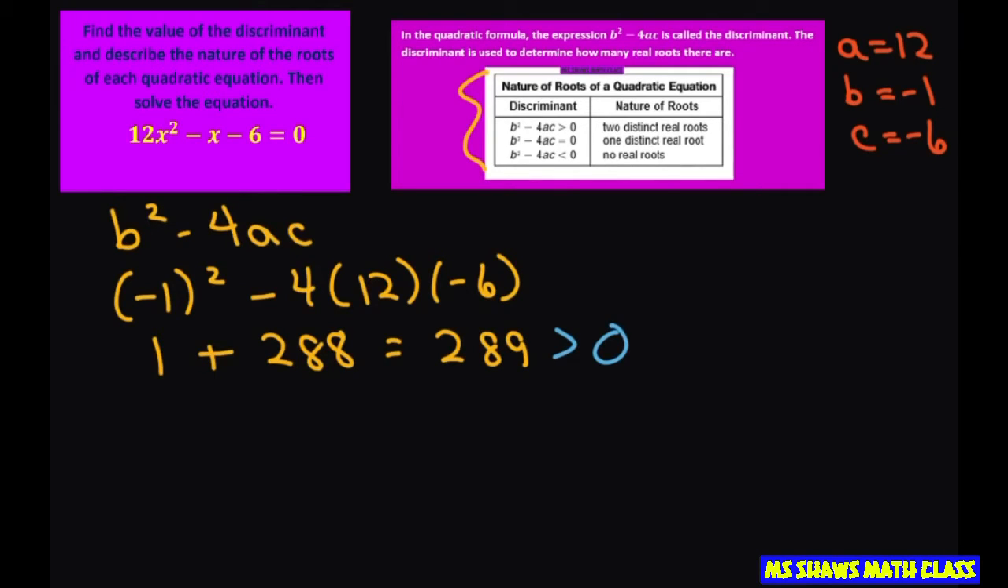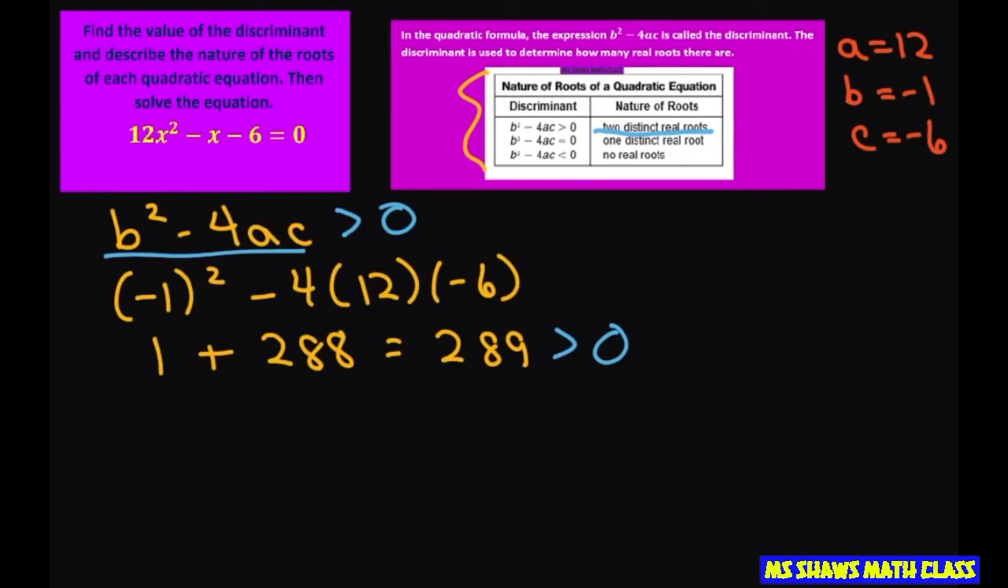It's greater than 0. So our discriminant is positive. That means we have two distinct real roots as opposed to imaginary roots. So now we can solve this.